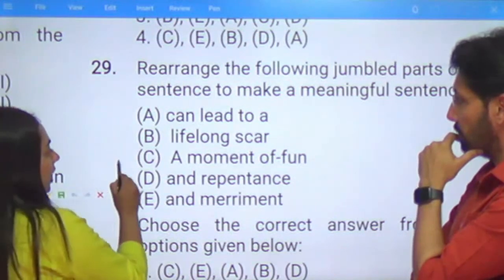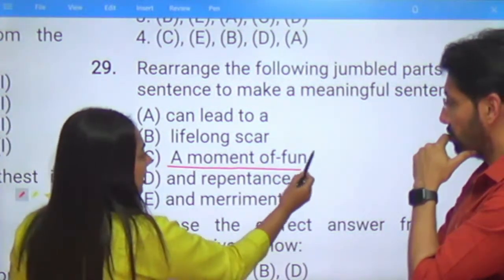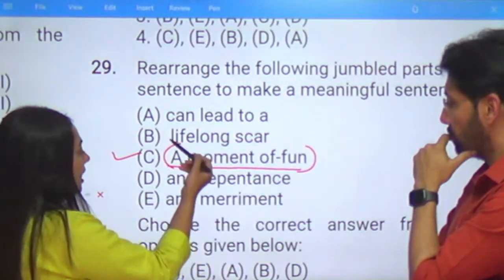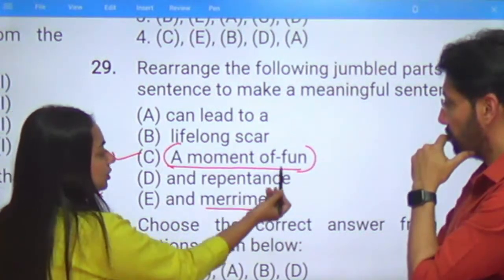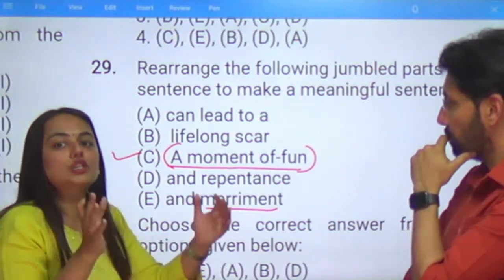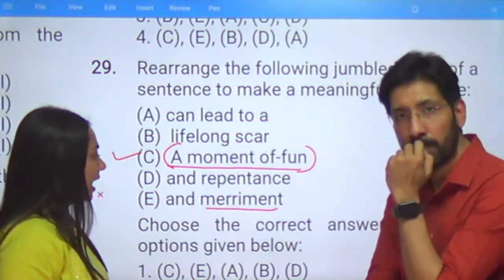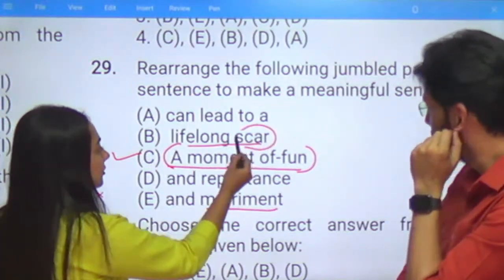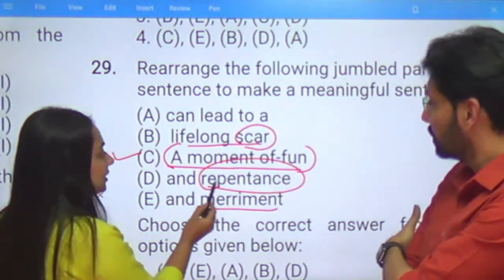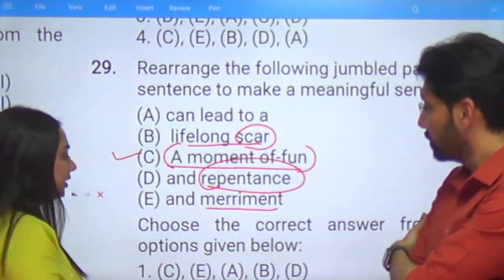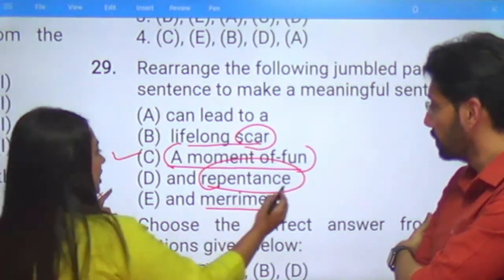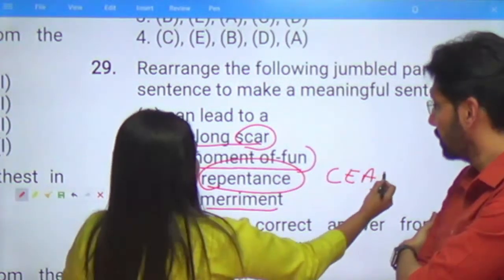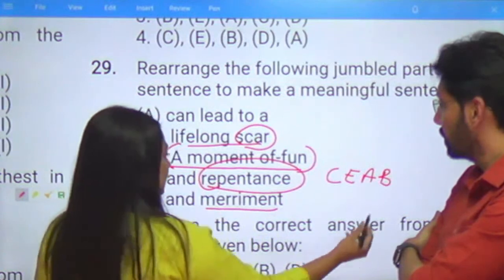It will be a moment of fun. This is the subject we are discussing in the sentence. A moment of fun and merriment, because merriment goes with fun. They are similar words. We can join them using this conjunction and. Can lead to a lifelong scar and repentance. So repentance goes with scar. So this will be the right order. So it was C, E, A, B, and D.